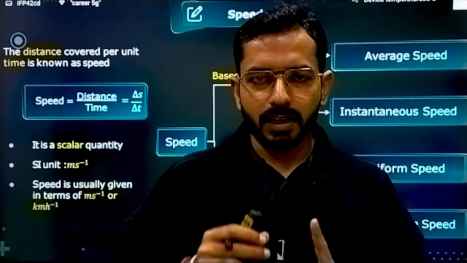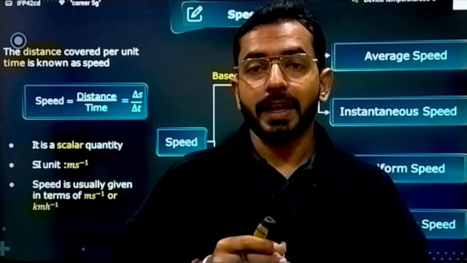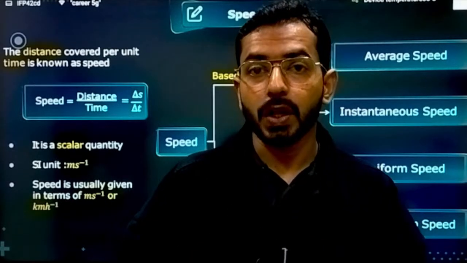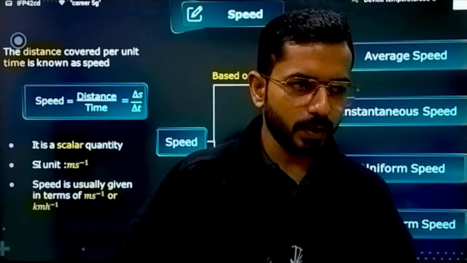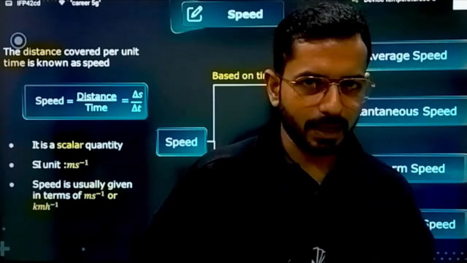And if in the first 10 minutes you cover 10 kilometers, in the next 10 minutes you cover 15 kilometers, and in the next 10 minutes you cover 20 kilometers, that means you are accelerating, and it is called non-uniform motion. It will be called non-uniform speed. These same kinds of things will come in velocity as well and in acceleration as well.